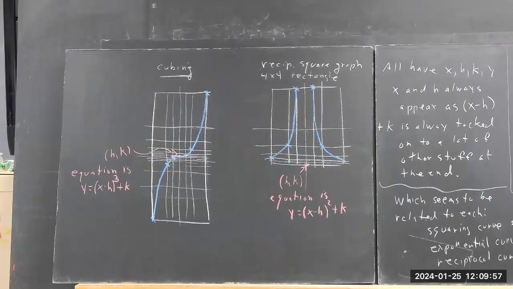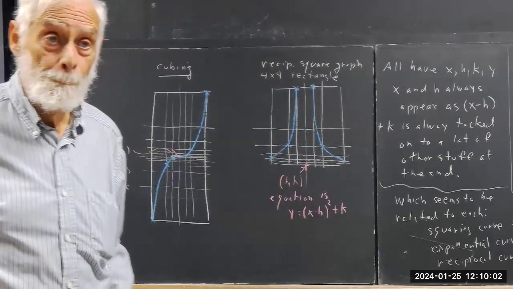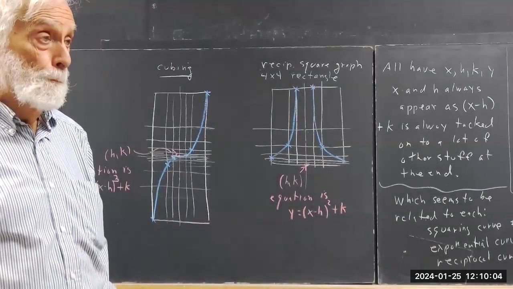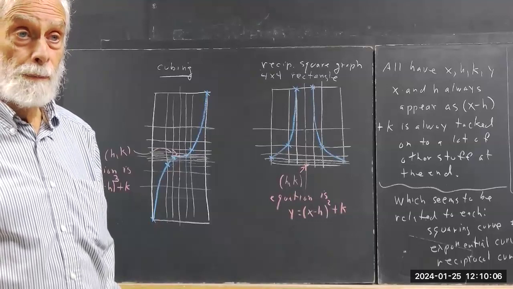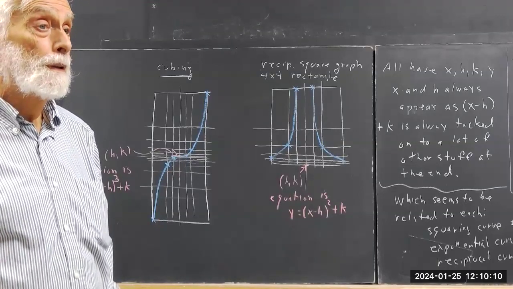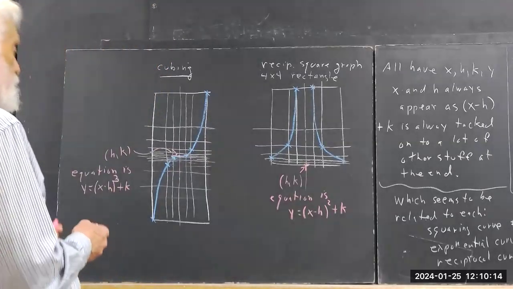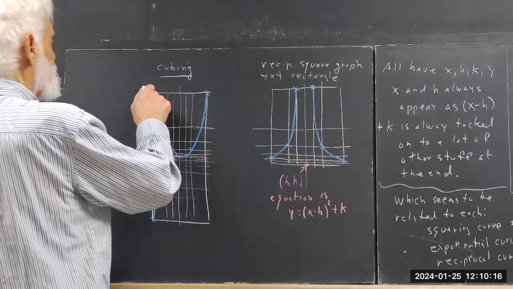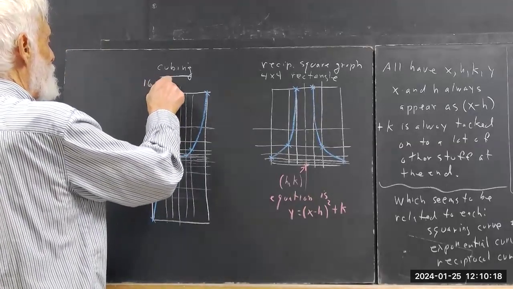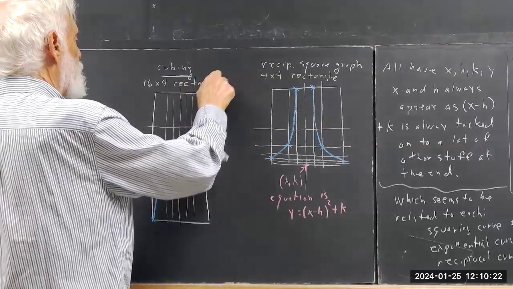Now, last time I gave you the equation of a squaring graph. Okay. And we verified that the points in the graph match the square graph. Okay. And this is also a 16 by 4 rectangle. You have to know that.